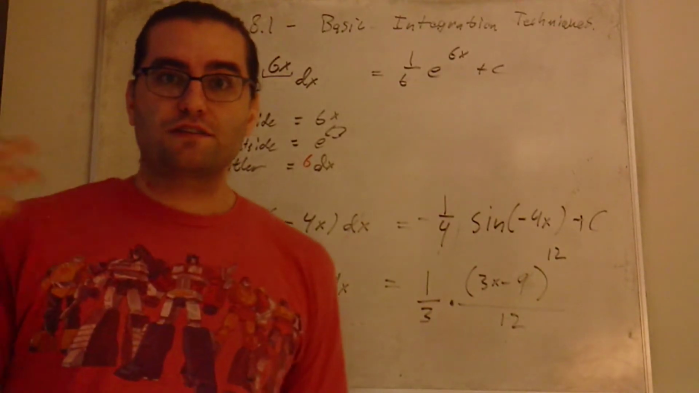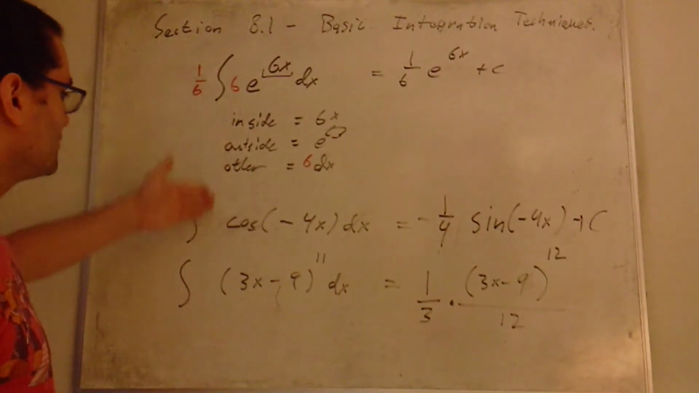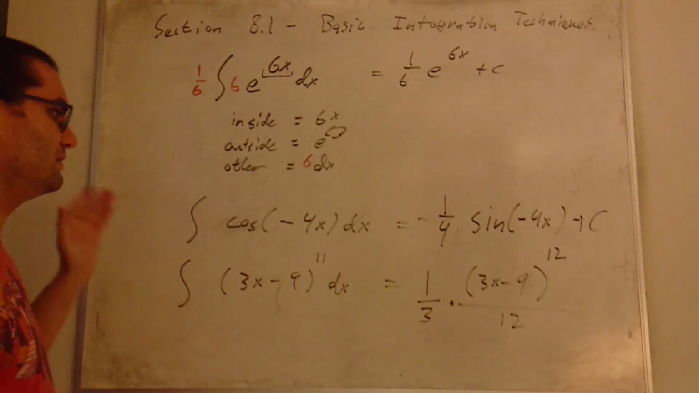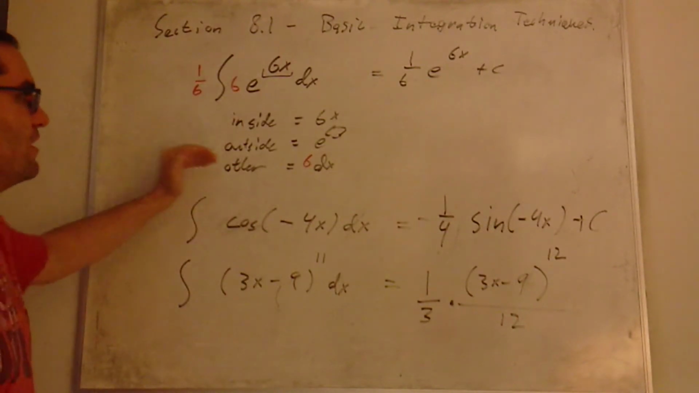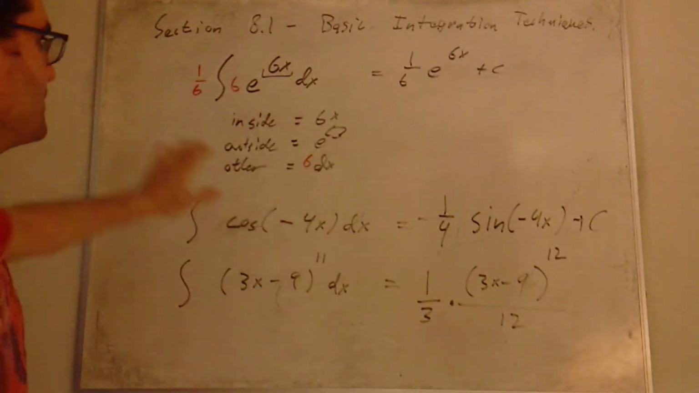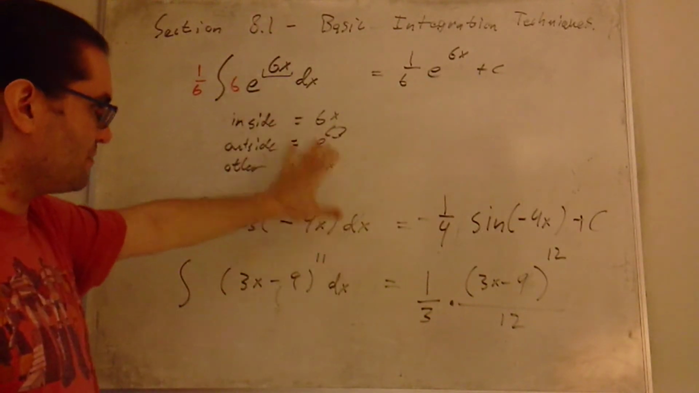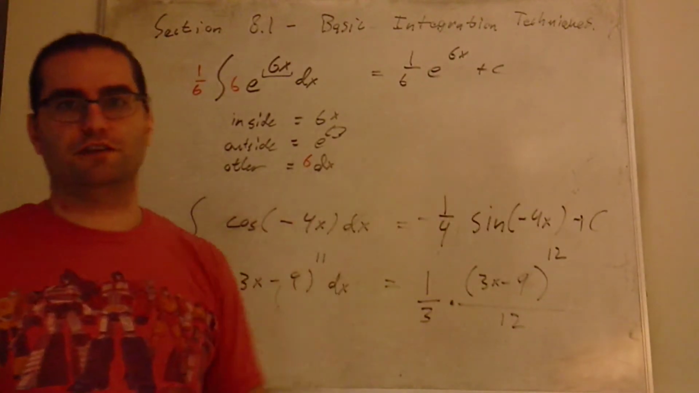So that's one of the things I want you to think about as you're doing this homework assignment: when you see these linear substitutions, try to skip steps. Don't do the full inside-outside, other, w, dw balance. See how much of that you can skip so that you can just go straight from this to an antiderivative.